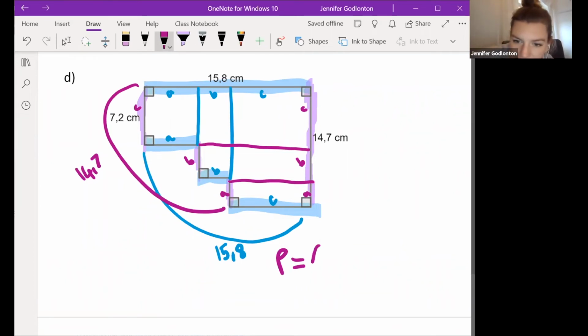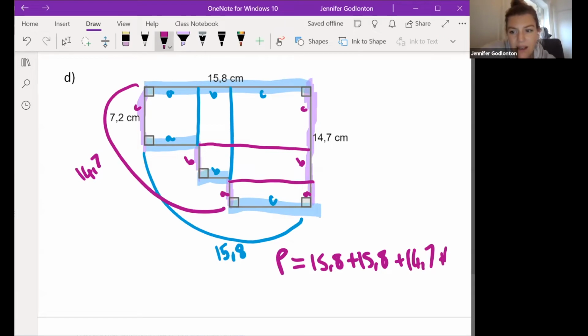61, absolutely. Okay, so the reason we would get 61 is because we're taking our two blue sides, so 15.8 plus 15.8, and we're taking our two pink sides, 14.7 and 14.7, and that gives us 61 centimeters.